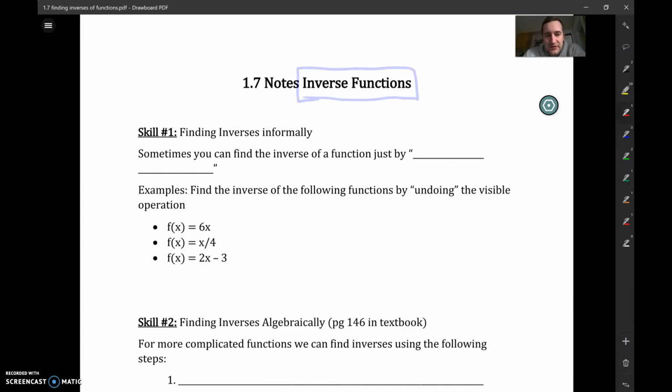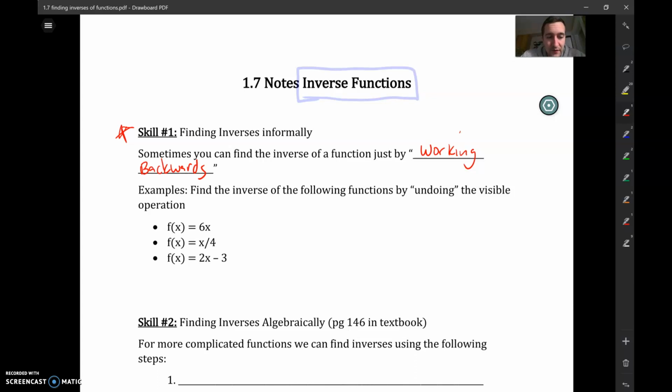So what is an inverse? I have this broken down into skills. Let's look at skill number 1. It's where you can find an inverse very informally. You don't really need a mathematical process, because you have a function, and a function's inverse is the function that undoes it. Sometimes you can find the inverse of a function just by working backwards. For example, find the inverse of the following functions by undoing the visible operation.